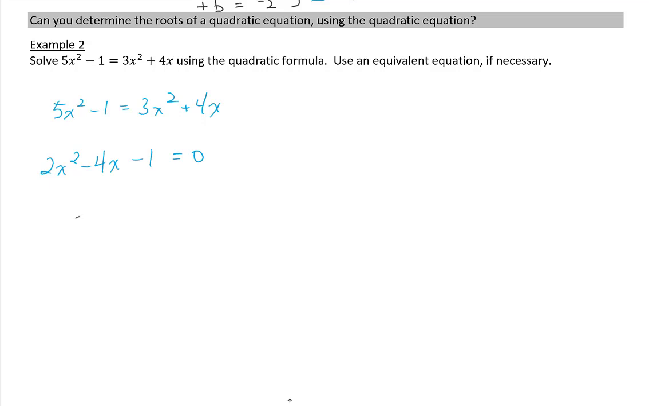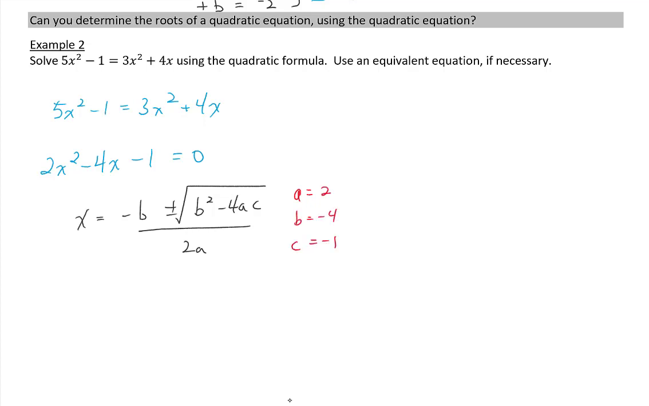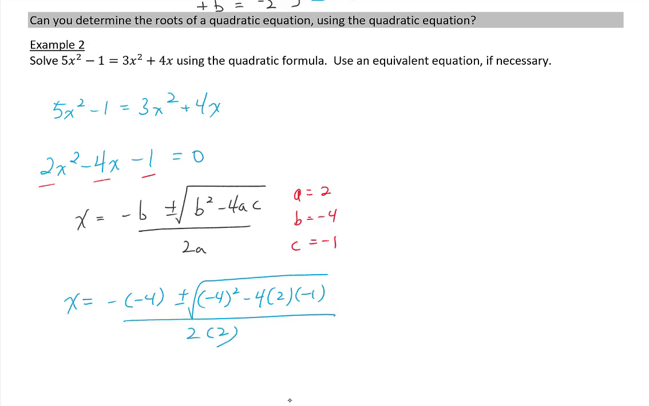Remember, our quadratic formula is x equals negative b plus or minus the square root of b squared minus 4ac, over 2a, and the b squared minus 4ac is square rooted. So we can see from our equation that a equals 2, b equals negative 4, and c equals negative 1. So if we sub those into our equation, we get x equals the negative of negative 4 plus or minus the square root of negative 4 squared minus 4 times 2 times negative 1, all over 2 times 2.